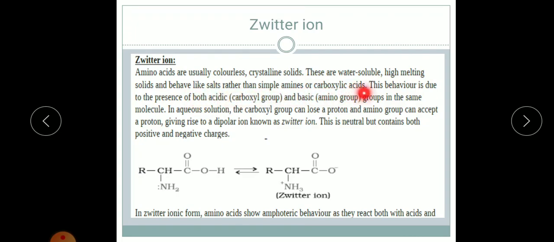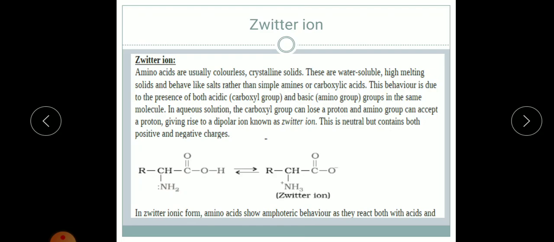or carboxylic acids. Now this behavior, the formation of salt, is due to the presence of both acidic and basic groups. So in the case of an amino acid, we have a carboxylic acid as well as an amino group. Since the carboxylic acid behaves as an acid, it can easily lose this H plus ion, and since the amino group is a base, it can accept that H plus. So what will happen? H from the acid will go to the base.